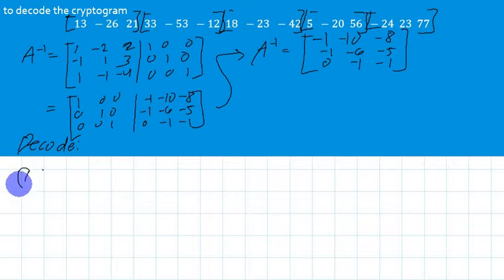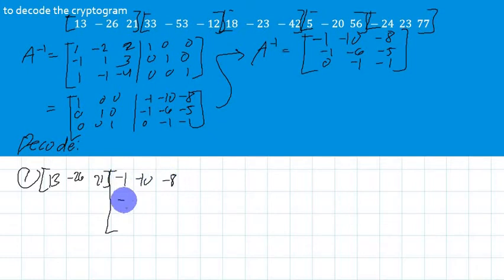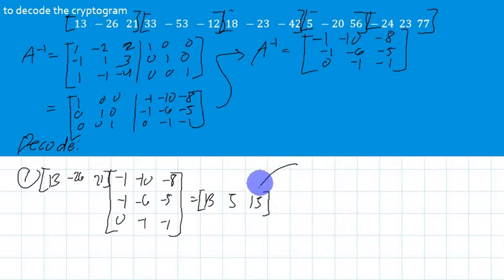So first we multiply our first 3 numbers to our inverse. There you go. Once we do this, we leave the multiplication to the viewers. We're going to have 13, 5, 15. This now becomes the uncoded row matrix that later on we can correspond to the numbers in the English alphabet. We're going to do the same for the second one here, which is 33, -53, -12.